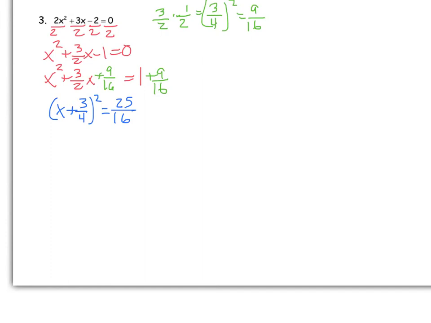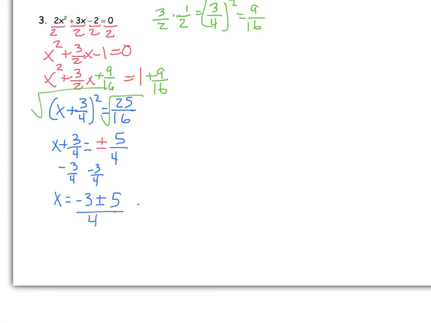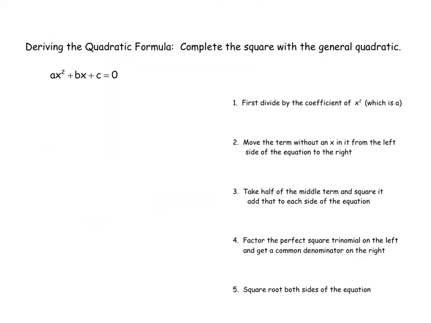Now I'm ready to square root both sides. I've got x plus 3/4 equals plus or minus the square root of 25, which is 5, over the square root of 16, which is 4. Now when I go to subtract the 3/4, again, I've already got common denominators. So I'm looking at negative 3 plus or minus 5 all over 4. Negative 3 plus 5 is 2 over 4, which reduces to 1/2. Negative 3 minus 5 is negative 8 over 4, which reduces to negative 2. So my two answers are 1/2 and negative 2.